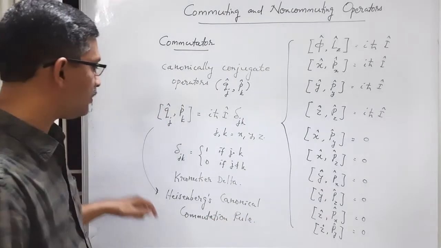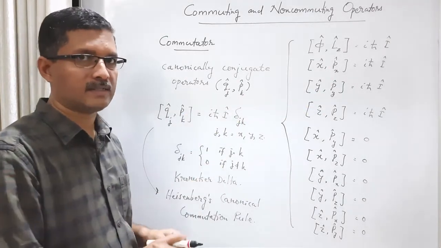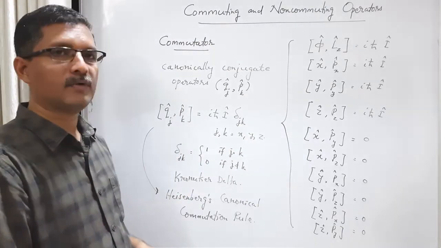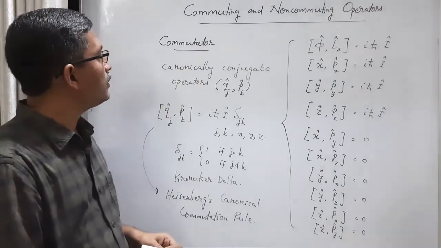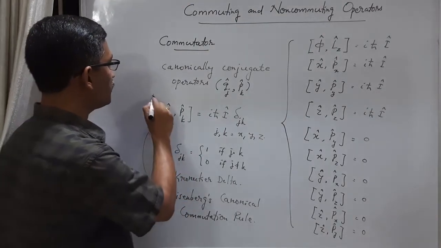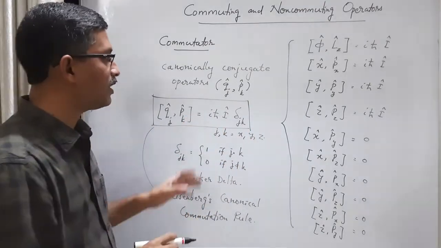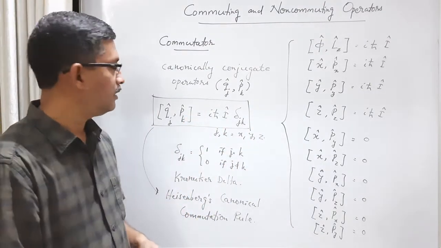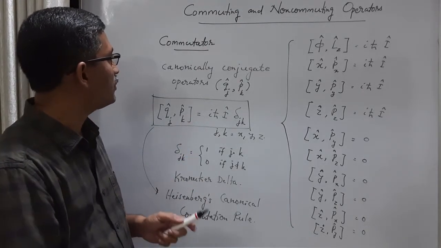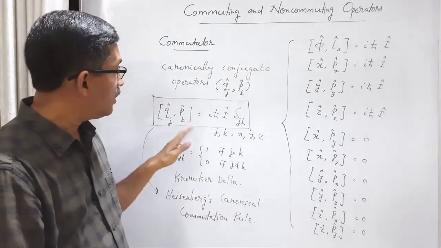Heisenberg's commutation rule for position and linear momentum is only one case of this canonical commutation rule. So any pair of canonically conjugate operators satisfy this Heisenberg's commutation rule. This is a very fundamental idea in quantum mechanics. The commutation rules between canonically conjugate operators are Heisenberg's commutation rules.